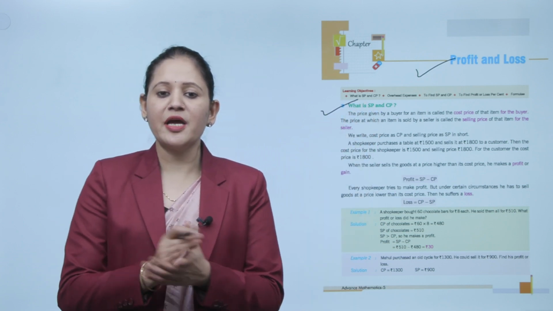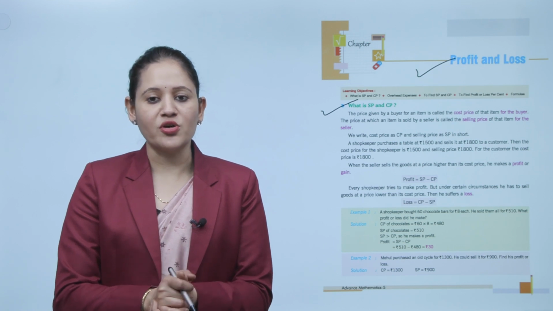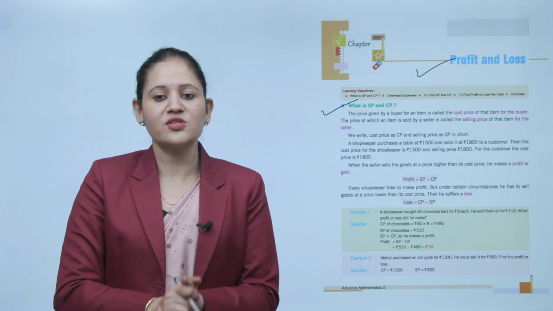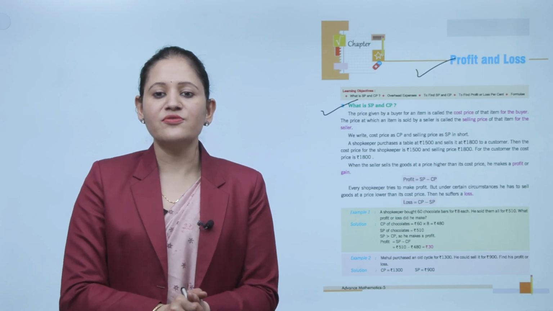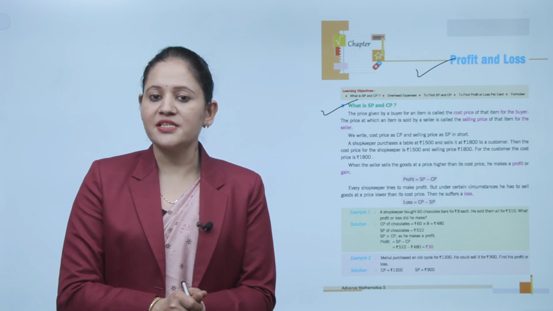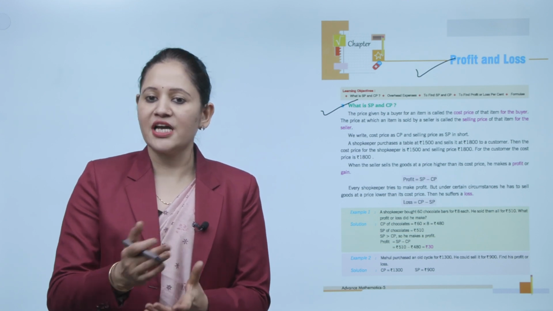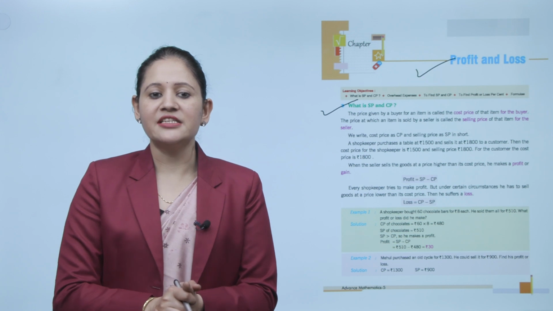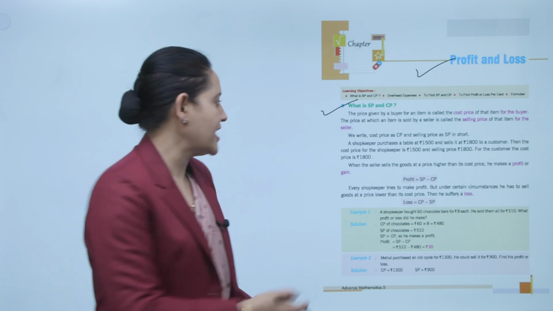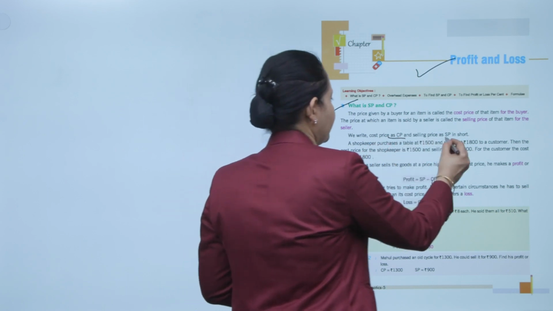The price given by a buyer for an item is called the cost price. Means जिस price पे we buy an item, that is called cost price or CP of that item for the buyer. The price at which the item is sold by the seller is called the selling price or SP of that item for the seller. So we write cost price as CP and selling price as SP.